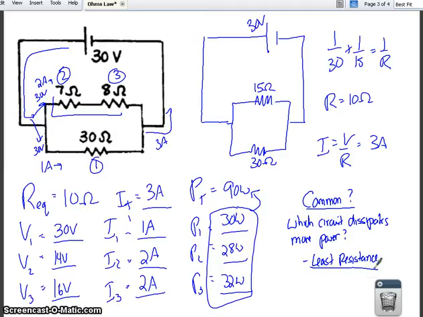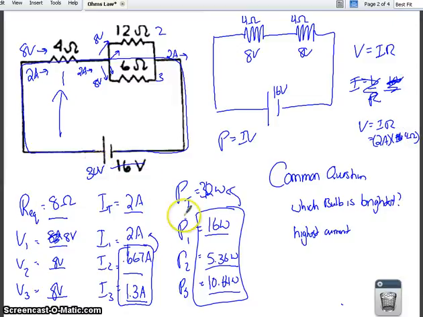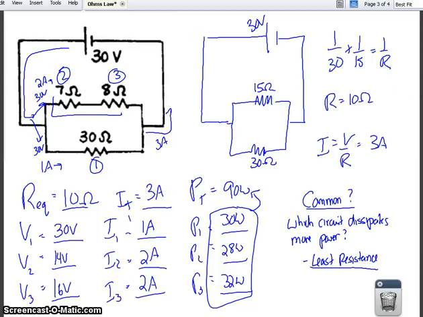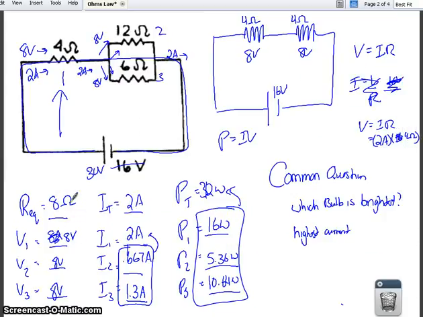So let's just say, for example, and I know it changes all the numbers up, that this was a 30 volt battery. Everything else is the same. The total resistance here is 8 ohms, and over here the total resistance is 10 ohms. If I looked at just those two numbers by themselves, the one with the least resistance would be the one with the most power. So that's once again another common question. We have two circuits, and the one with the least resistance gives us the most power.